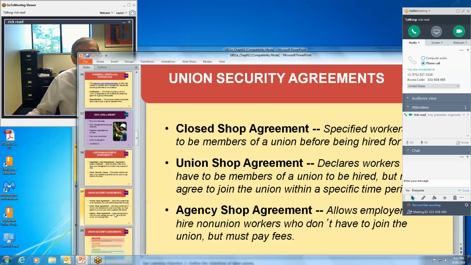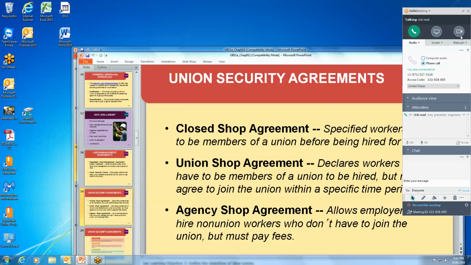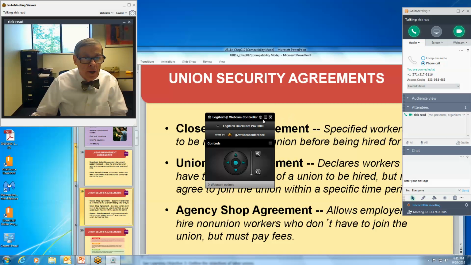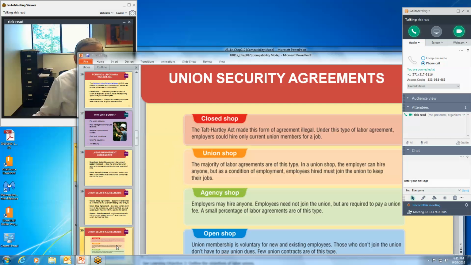These are union security agreements. A closed shop means that somebody has to be a union member before he or she is hired. In a union shop agreement, on the other hand, workers don't have to be members to be hired, but have to agree to join the union within a specified time period after being hired. And then the agency shop allows employers to hire non-union workers who don't have to join the union but must pay fees. That goes back to the court case we were talking about.